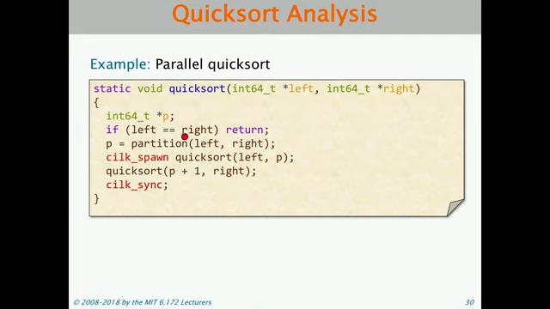And then now we can execute 2 recursive calls. So we do quicksort on the left side and quicksort on the right side. And this can happen in parallel. So we use the Cilk spawn here to spawn off one of these calls to quicksort in parallel. And therefore, the 2 recursive calls are parallel. And then finally, we sync up before we return from the function.